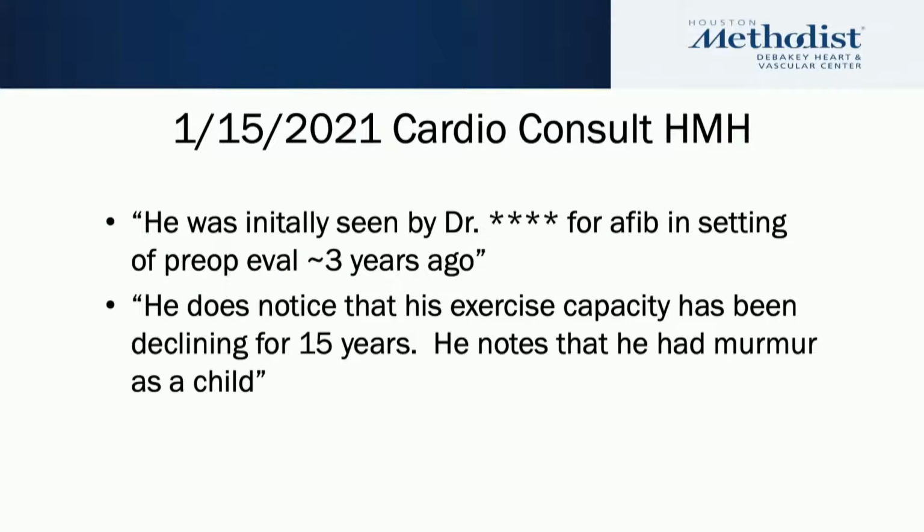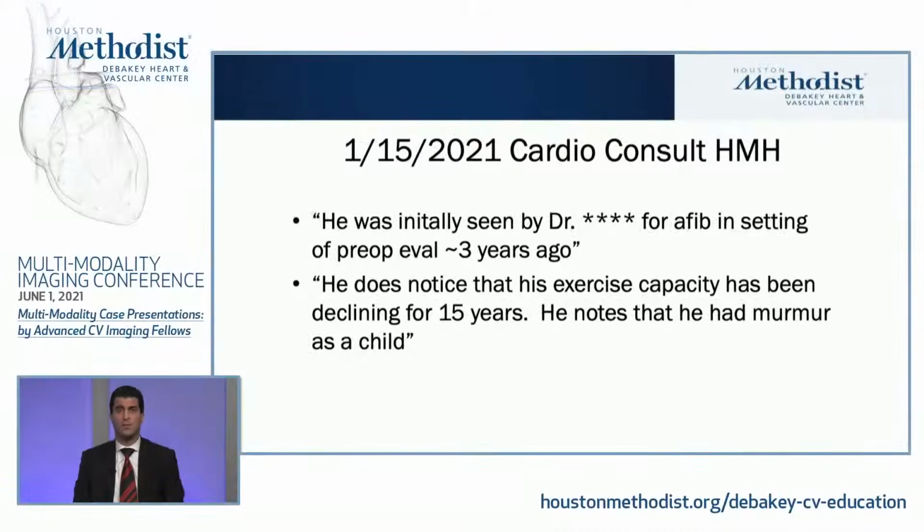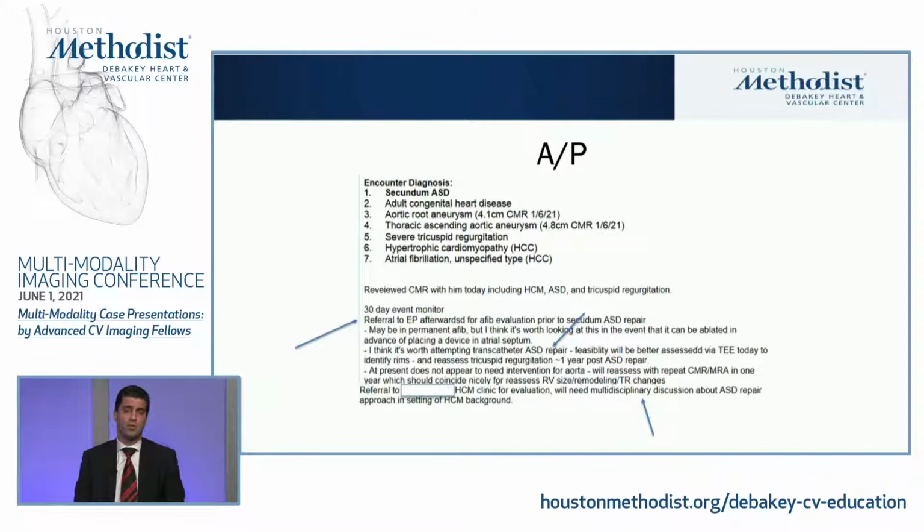The patient gets referred to Houston Methodist Hospital, the central location here, and he gets seen by our team. According to the note, he was initially seen by Dr. So-and-so for AFib in the setting of pre-op evaluation 3 years ago. He notes that his exercise capacity has been declining for 15 years, and he's been told that he had a murmur as a child.